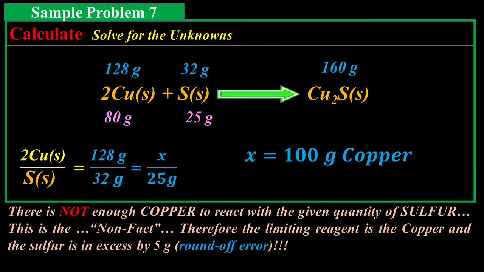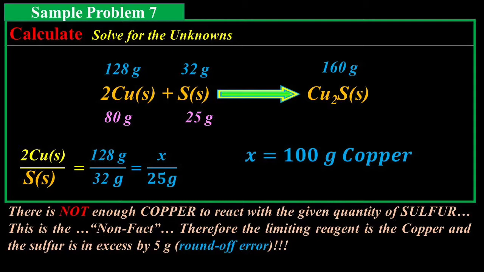So if I test whether or not sulfur will work, I simply say, right, 128 grams of copper over 32 grams of sulfur. That's the constant mass ratio. And I say, let me find the amount of copper I need to react with 25 grams of sulfur. And it comes up with 100 grams of copper. There is not enough copper to react with the given quantity of sulfur. This is the excess. Therefore, the limiting reagent is the copper, and the sulfur is in excess by 5 grams, round-off error.